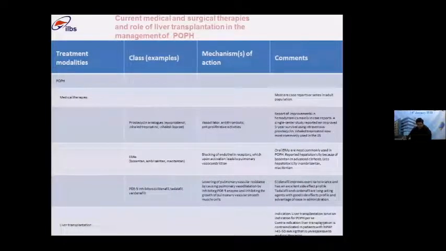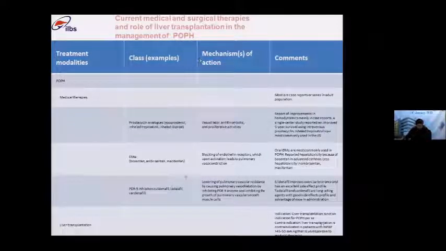So, what are the current medical and surgical therapies and the role of liver transplant in the management of pulmonary hypertension? Medical therapies fall in 3 groups. That is prostacyclin analogs: epoprostenol, inhaled treprostinil, and inhaled iloprost. There are reports of improvement in hemodynamic parameters, mainly in case reports, and a single center study also reported an improved 5-year survival using intravenous prostacyclin.